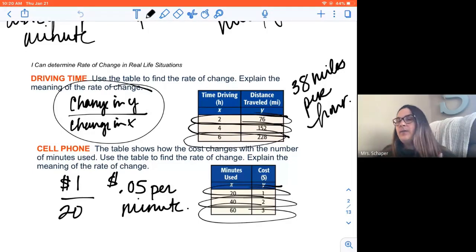Now I recognize that a lot of us don't probably talk on our cell phones. We do a lot of texting and Snapchatting and so on, but can you imagine if each of those were 5 cents? All right, something to think about.